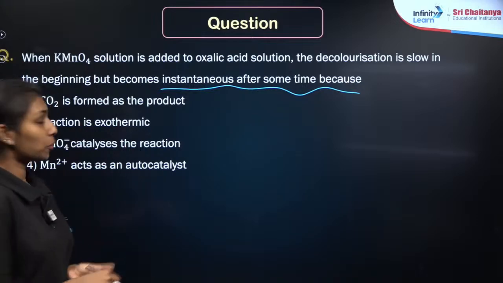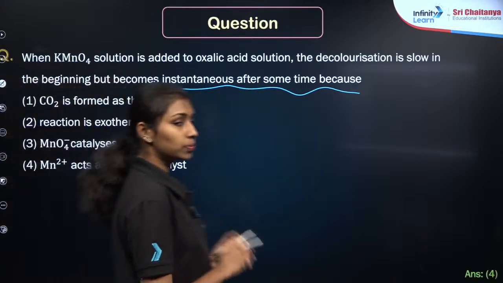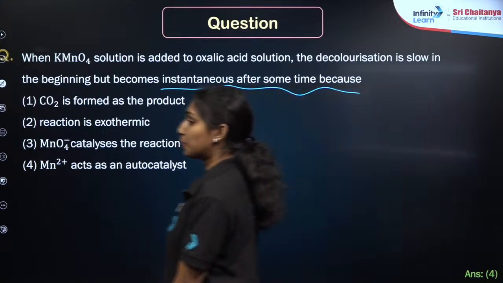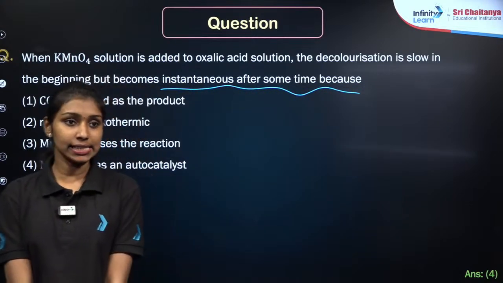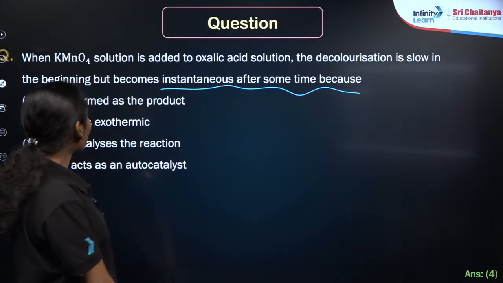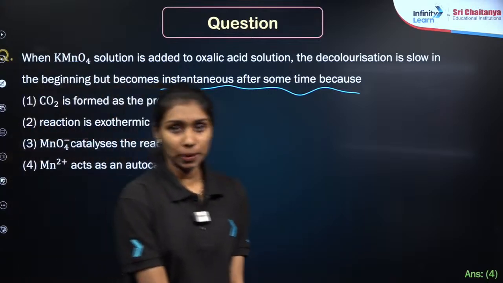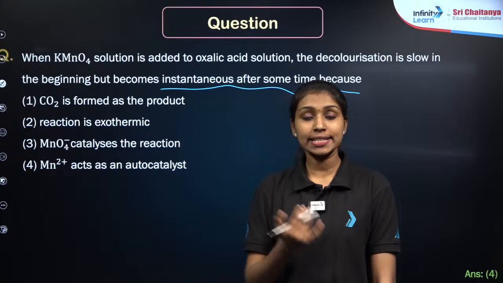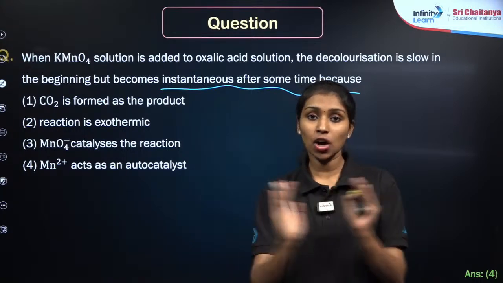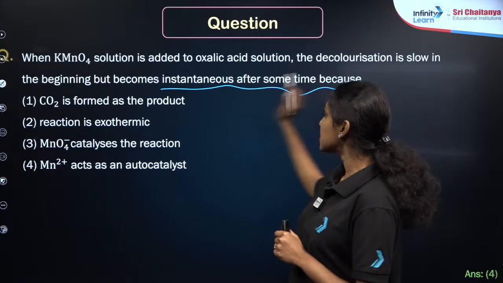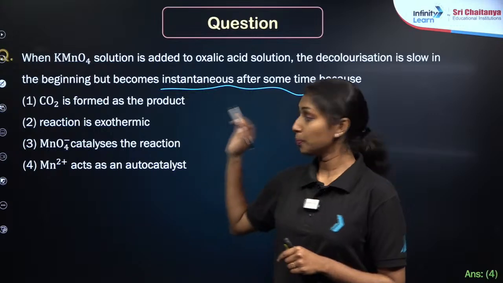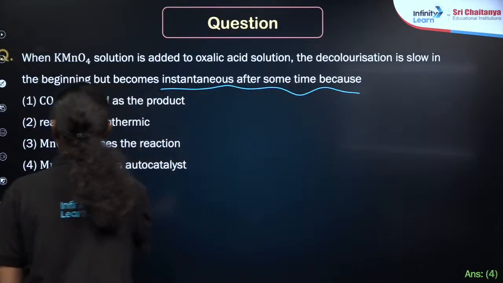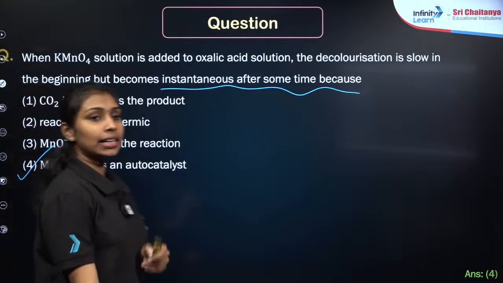Divyansh, option B. What about others? Option 4, right? In the case of permanganate titration with oxalic acid, the oxidation state of manganese changes from +7 to +2, which means there is a presence of Mn2+ ion. This Mn2+ ion acts as an autocatalyst which will enhance the whole reaction. That's why the color change happens instantaneously in the middle of the reaction. Which means option 4 will be the correct answer. Is that clear, Divyansh?